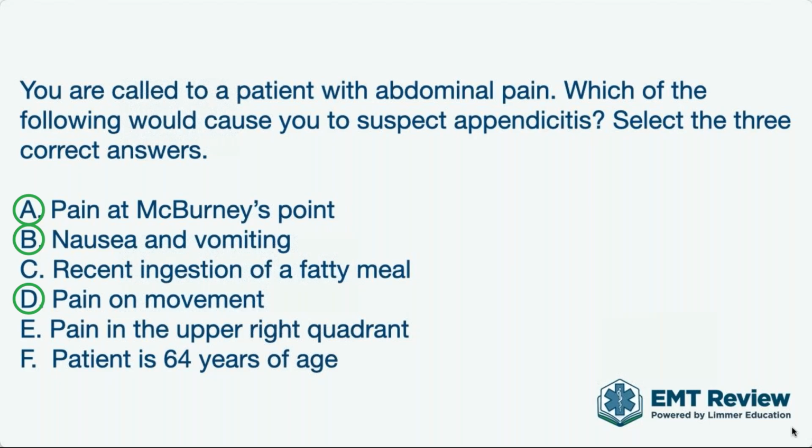Pain in the upper right quadrant, nope, appendix is in the lower right quadrant, and the patient being 64 years of age. The most common time for appendicitis is between 10 and 30. That's the 2nd and 3rd decades of life. That is when the overwhelming majority of appendicitis cases come through. It doesn't mean it can't be a 64-year-old, but abdominal pain in a 64-year-old is different than abdominal pain in a younger patient, and we have better answers here.